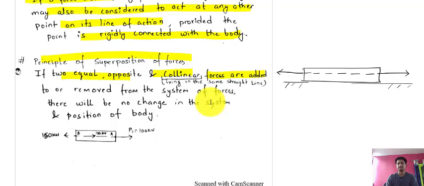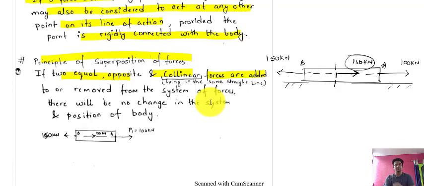Now here it is force 100 kilonewton. Okay, now here it is 150 kilonewton. At point here, this is point B, this is point A. Okay, now somewhere inside this plane there is a force that is 150 kilonewton in opposite direction.